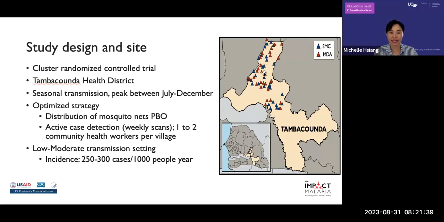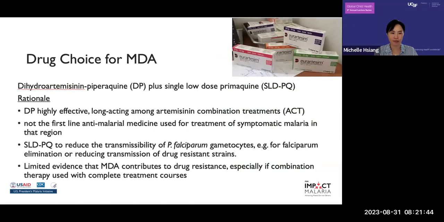We had 60 villages that we randomized to SMC or MDA. So this is a map of where they are. The drug we used for MDA was dihydroartemisinin-piperaquine. It's an artemisinin-based combination therapy, which is the standard of care treatment for falciparum. You might be more familiar with Coartem, which we use in the United States, artemether-lumefantrine. It's in the same family. But the nice thing about dihydroartemisinin-piperaquine is that the piperaquine is long-acting. It's been shown to prevent malaria up to 6 weeks after a treatment course. So it's a nice drug to use for this type of intervention.